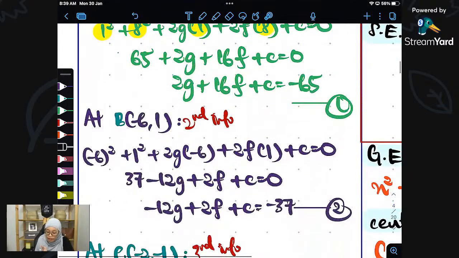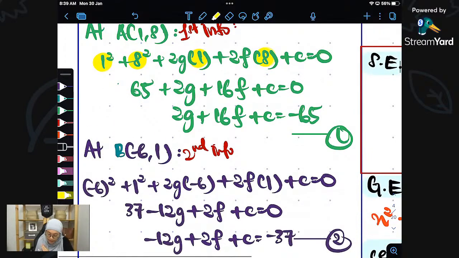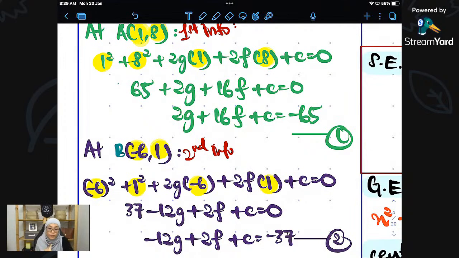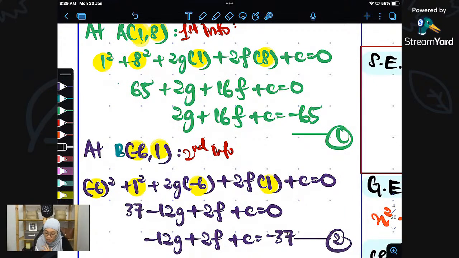And then for the second point, substitute the point of negative 6 and 1 into the general equation. Please do it slowly with me right now. You must write, guys. If you don't write it down and only watch me teach, it won't help you. You must write. Then you will get more used to doing mathematics. So you have to substitute the values negative 6 and 1 into this GE, the general equation.